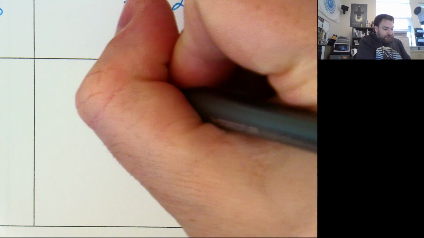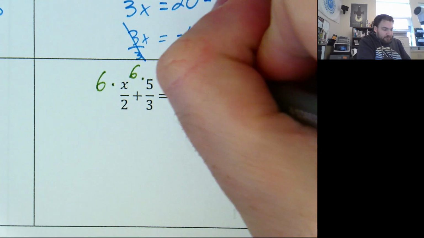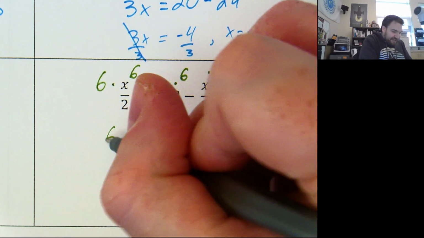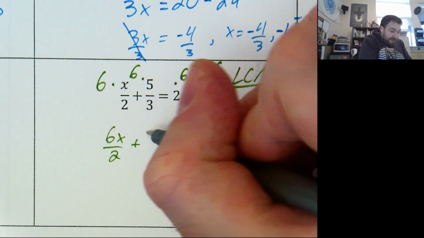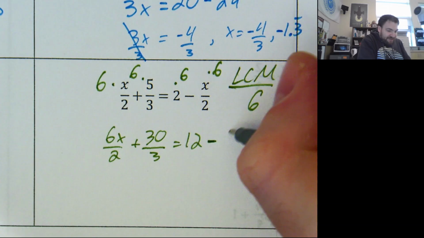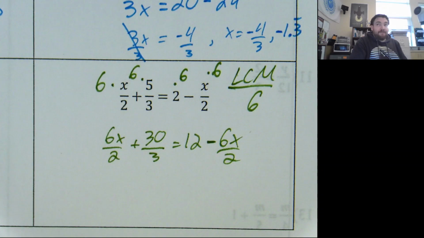I multiply each term, and in this case, there's 4 of them. I'm going to multiply each term by 6. What that's going to do is, I'm going to get 6x over 2 plus 30 over 3 equals 12 minus 6x over 2. Are we cool with what's just happened? Charlie, we're cool with what just happened?